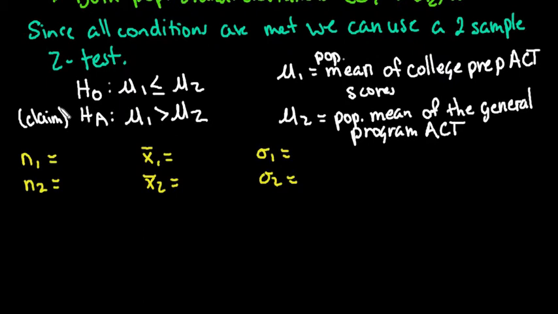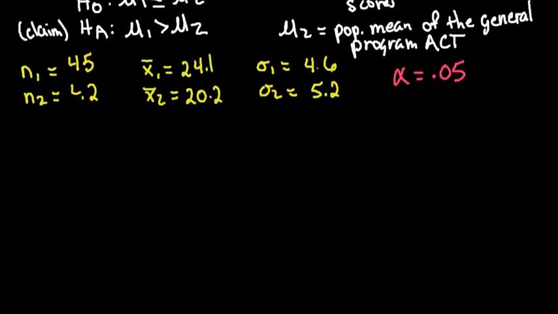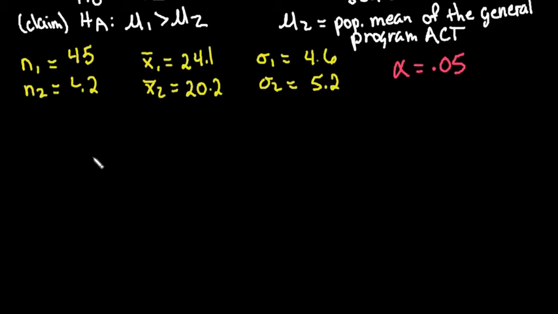Okay, so I have them down on my paper. N1 is going to be 45. X bar 1 is going to be 24.1, and sigma 1 is 4.6. The second group is going to be 42, X bar 2 is 20.2, and sigma 2 is 5.2, which I just got from the problem. Okay, and we also determined that our alpha level was 0.05 because 5% as a decimal is 0.05. So this is our threshold for deciding whether or not we are going to reject or fail to reject.